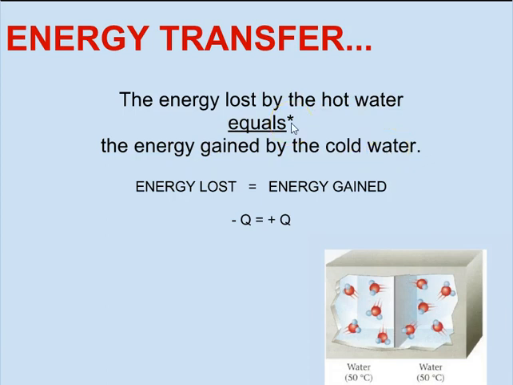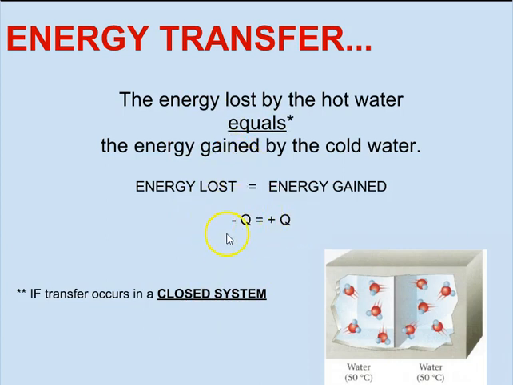Now we're putting an asterisk next to equals because this is only if it occurs in a closed system, right? If we can guarantee that there's no heat loss to the surroundings, then we can say that the energy lost is the same as the energy gained, okay?